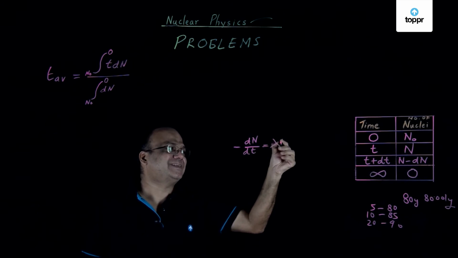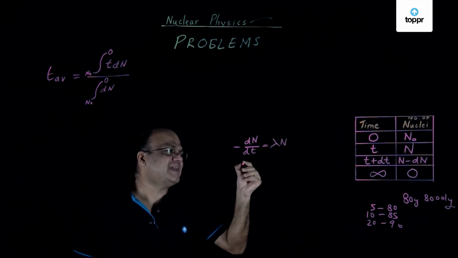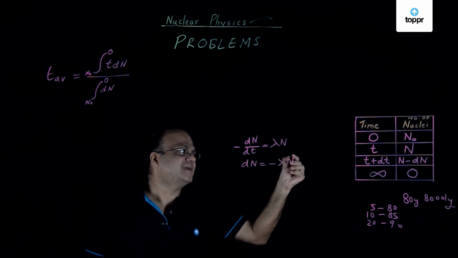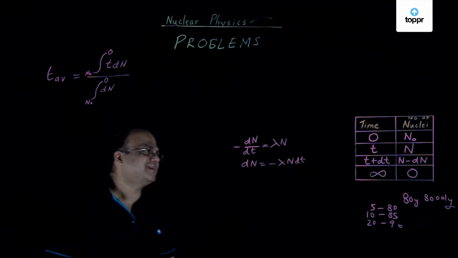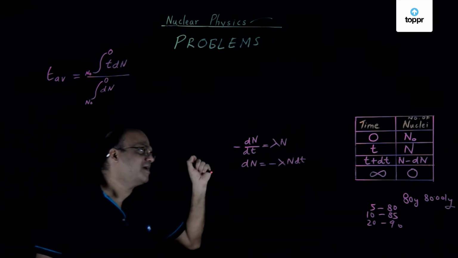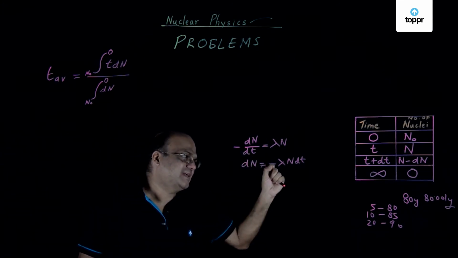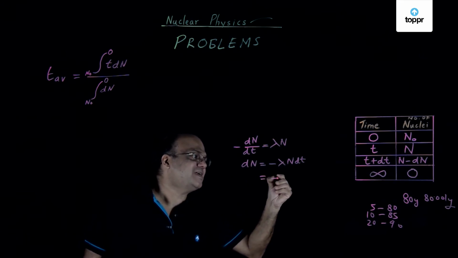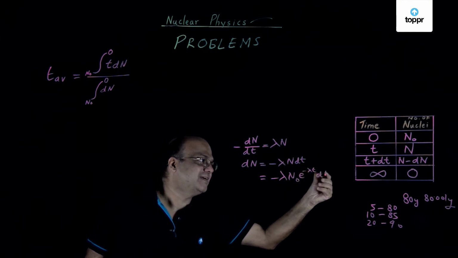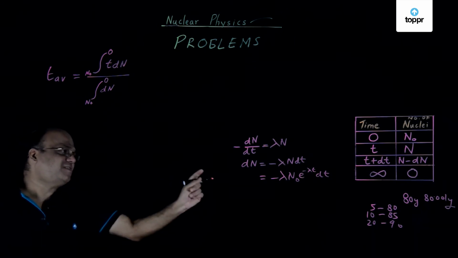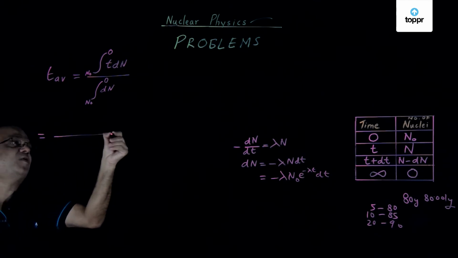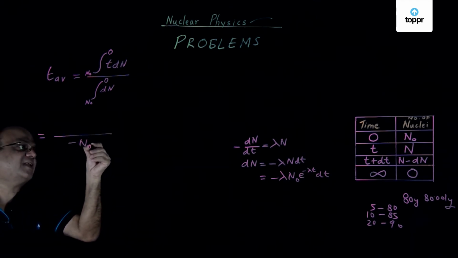Lambda n, right? So therefore, dn becomes minus lambda n dt, right? So dn can be written as minus lambda n dt. And what is n? N is nothing but n naught e to the power minus lambda t. So this dn, we can put it in this equation. So t average becomes, the bottom integration is very easy, minus n naught.